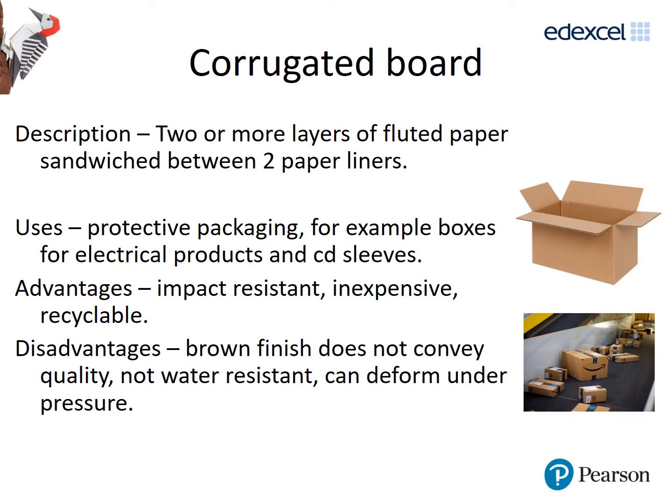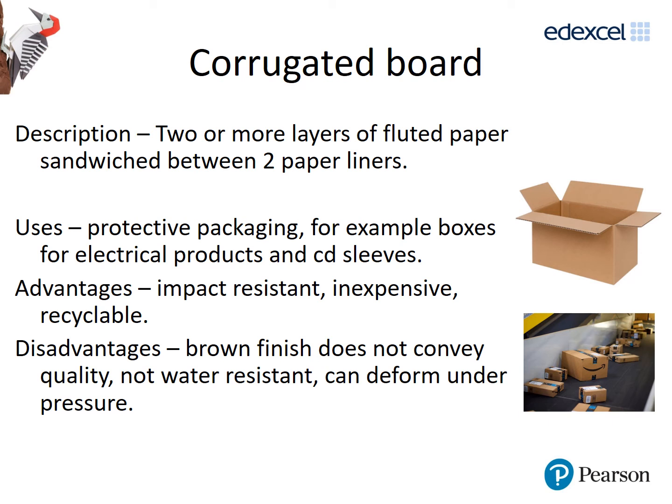Then corrugated board, I think you know what this looks like, but basically it's got 2 or more layers of fluted paper and that is sandwiched between the 2 paper liners. This allows it to be quite impact resistant because obviously the fluted paper in between kind of takes the impact. So it's often used for a lot of protective packaging, for example, electrical products.